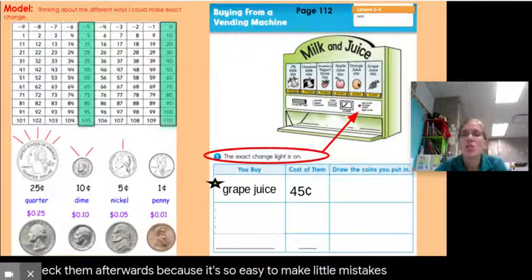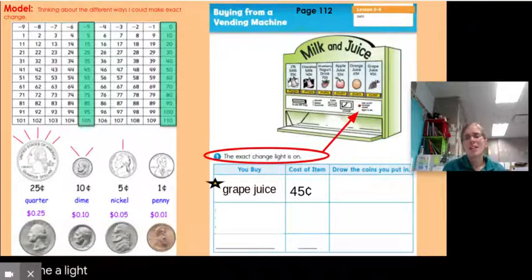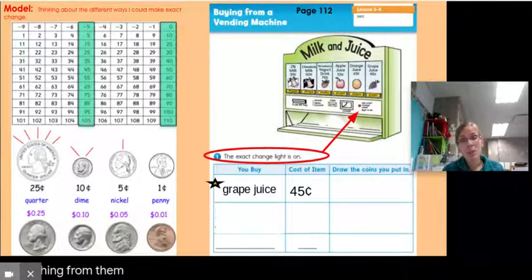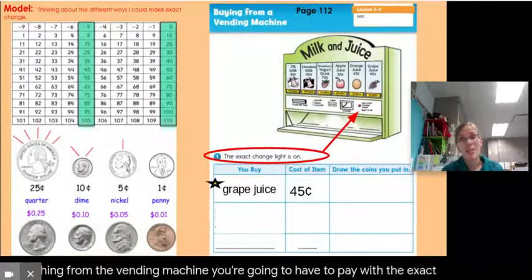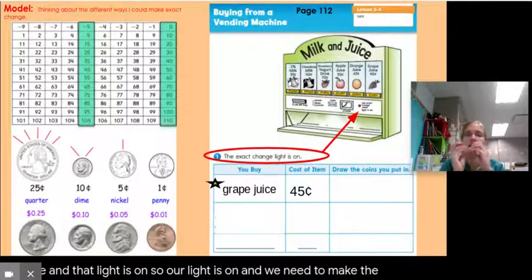Now, this is when I told you we're going to talk about the exact change light being on. Sometimes when you go to a vending machine, a light is on and it says, oh, we don't have change. So if you want something from the vending machine, you're going to have to pay with the exact change, and that light is on. So our light is on, and we need to make the exact change.